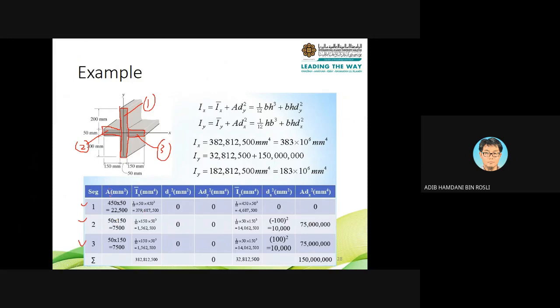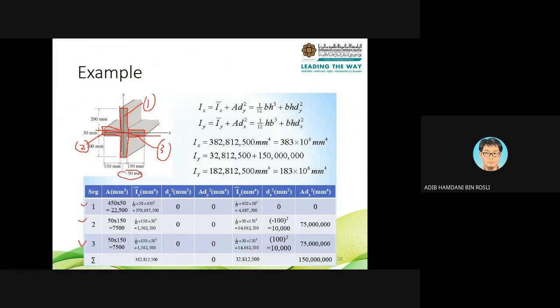And then you find the areas individually. Segment 1 is 200 plus 50 plus 200, which is 450, times this length, which is 50, right? Same goes for the area of 2 and 3. And then you find this Ix prime, Ix bar, which is the moment of inertia about its own x-axis, right? Its own axis. For instance, they share the same axis, okay?